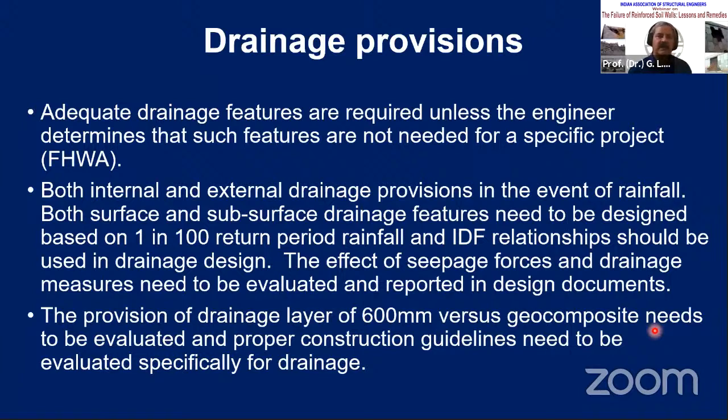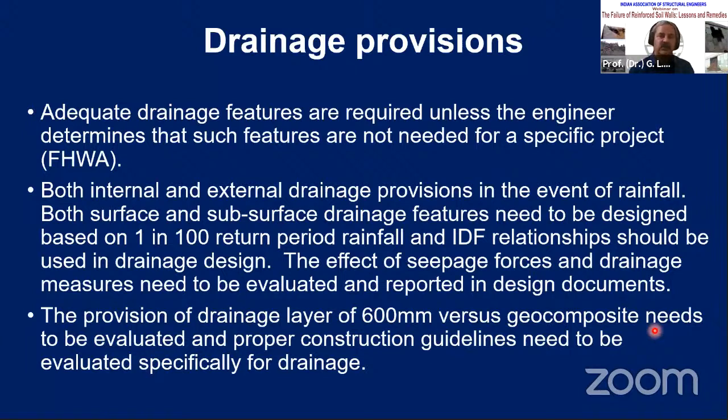And so in the internal and external drainage provisions, in the event of rainfall, both surface and subsurface drainage need to be designed. And one in 100, in fact, I was just looking at one of the designs, there's a lot of difference you have to consider, because a lot of failures happened in Kerala or anywhere because of the landslides we had and one in 100 rainfall only. But since we ignored that during construction, it is dangerous. So we should have a proper drainage design document also. And what kind of seepage forces you have and drainage measures, because it is what is causing problems. We have seen most of the failures are because of the rain, the saturation and all of that.